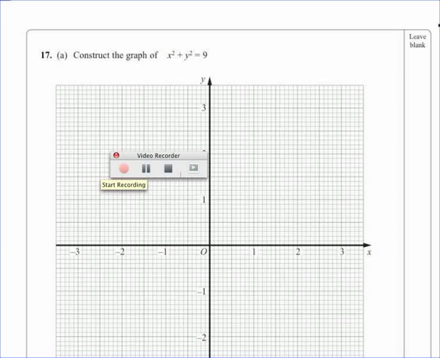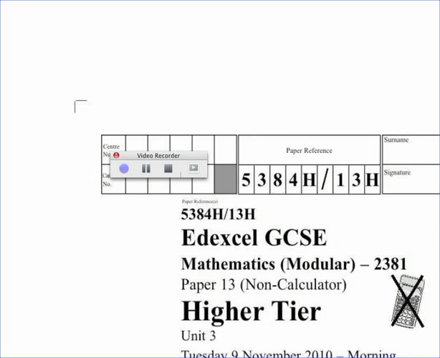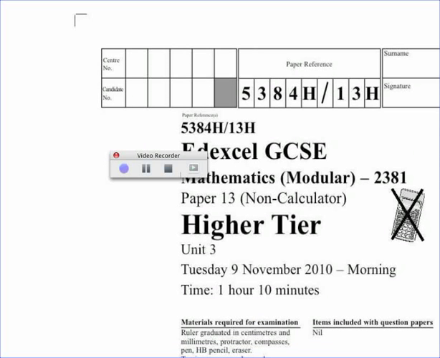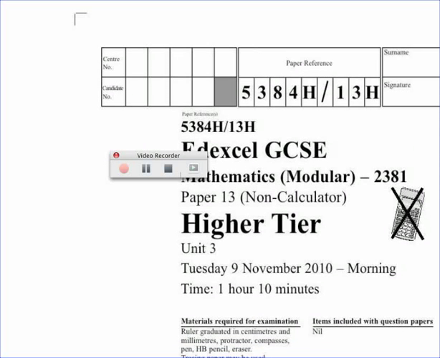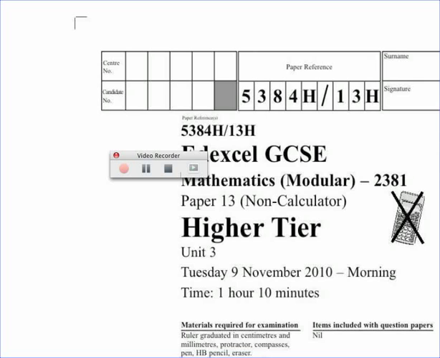Alright, today I want to take you through a question which came up on one of the past papers, which is the Tuesday 9th of November 2010, and it's the non-calculator paper. So let's take a look at that question.